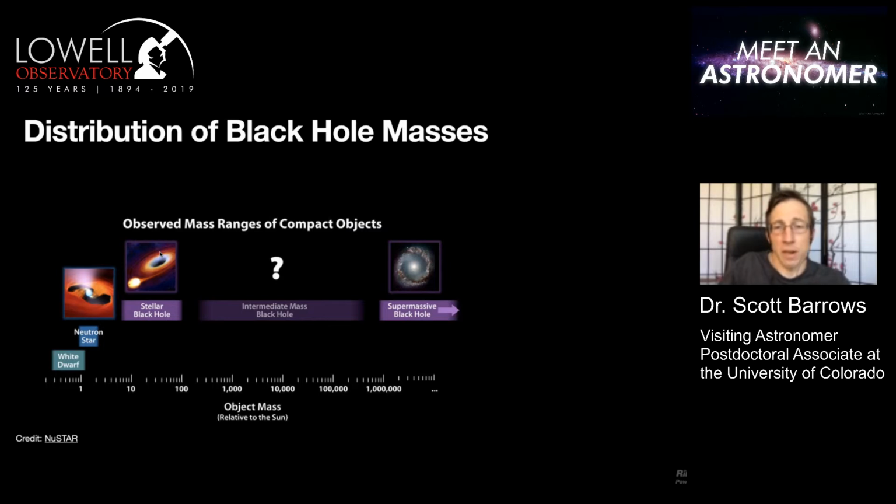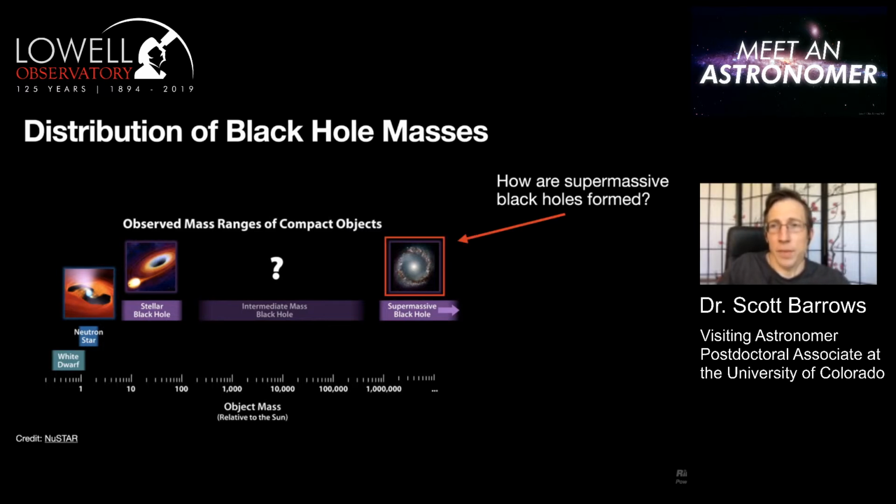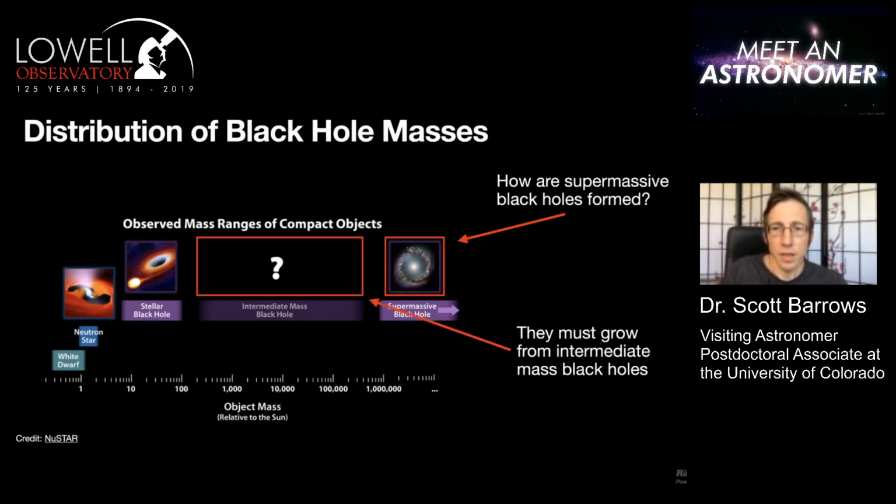But supermassive black holes, not so much. It's very likely, however, that they formed from intermediate mass black holes. Okay, so basically you have some black hole in this range, and then it grows over some cosmological time and becomes a supermassive black hole. So that's why it's important to be finding these things so that we can understand the origins of supermassive black holes, which are some of the most powerful objects in the universe.